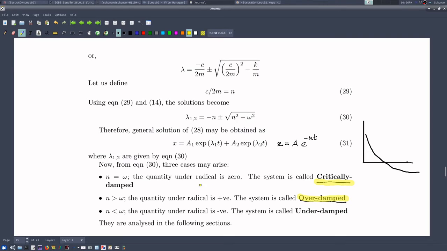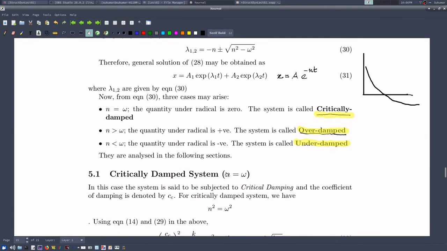Right. On the other hand, if this quantity is negative, I will have complex roots, two complex roots. This is a real number, this will be an imaginary number because it is negative. So I will have two complex conjugate roots, and such a system is called an underdamped system. Okay. Now let us discuss each of them one by one.